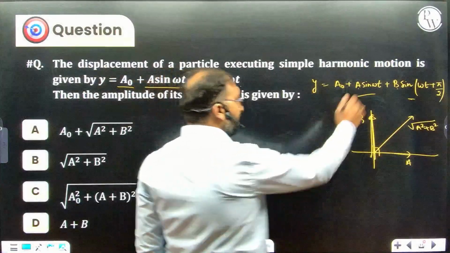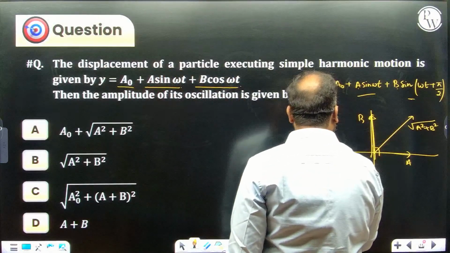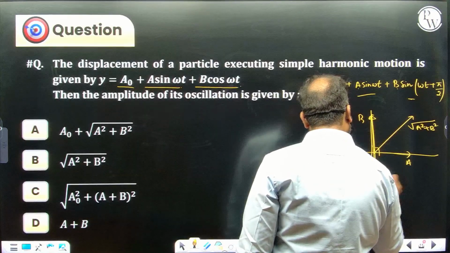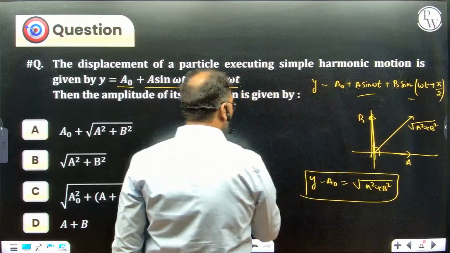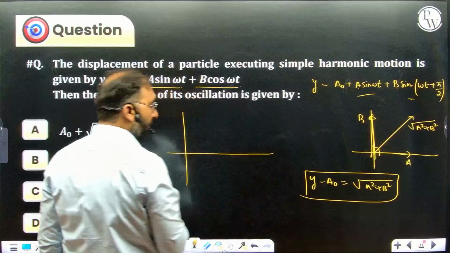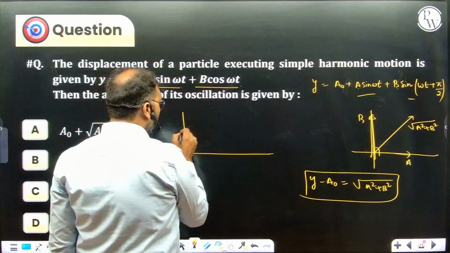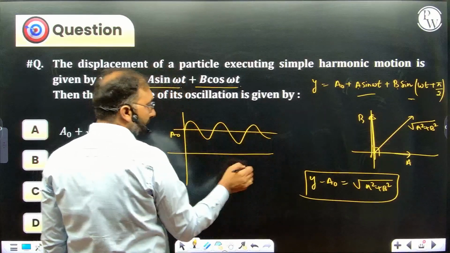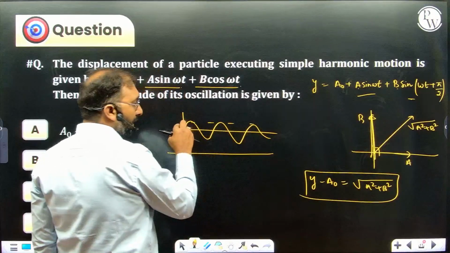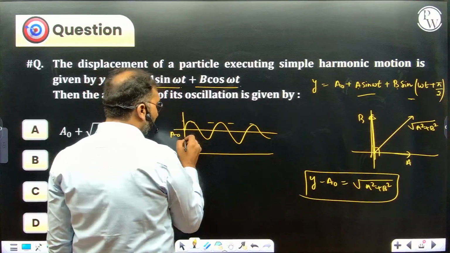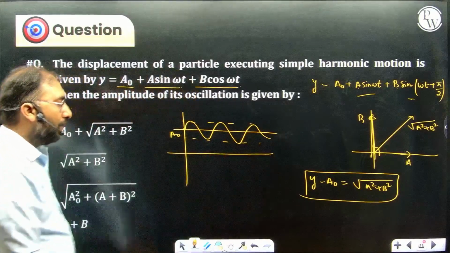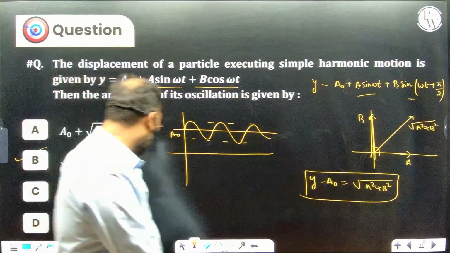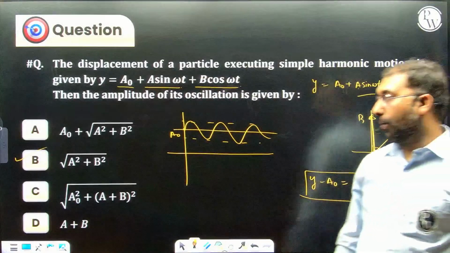Now this SHM will be reduced to y minus a naught equals under root of a square plus b square. So this is the situation: it is an SHM about some a naught line. From here the SHM will happen, with under root of a square plus b square above this line, and under root of a square plus b square below this line. So the amplitude of oscillation will be under root of a square plus b square. This is how we can solve this question.